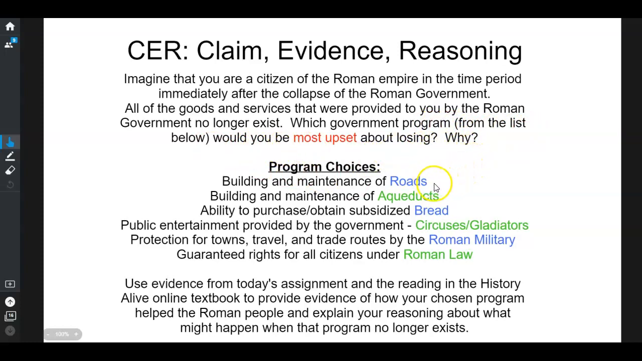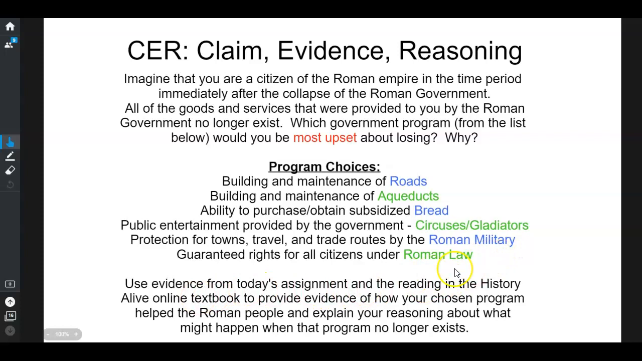So would it be the building and maintenance of the roads across the empire, the building and maintenance of the aqueducts for clean water, the ability to purchase or obtain subsidized bread to feed yourself and your family, the public entertainment opportunities provided by the government in the form of circuses and gladiator competitions, the protection for towns, travel, and trade routes provided by the Roman military, or the guaranteed rights for all citizens under the Roman laws and legal system.